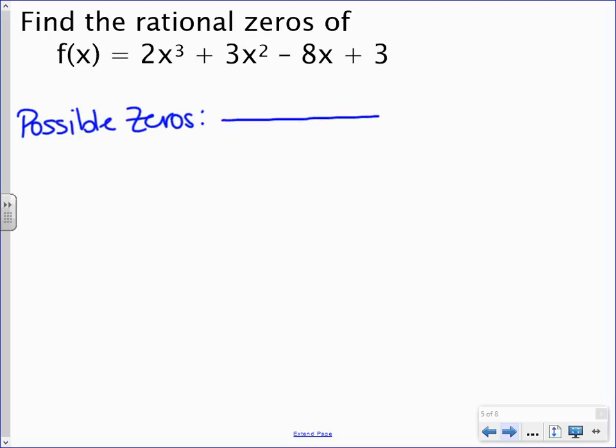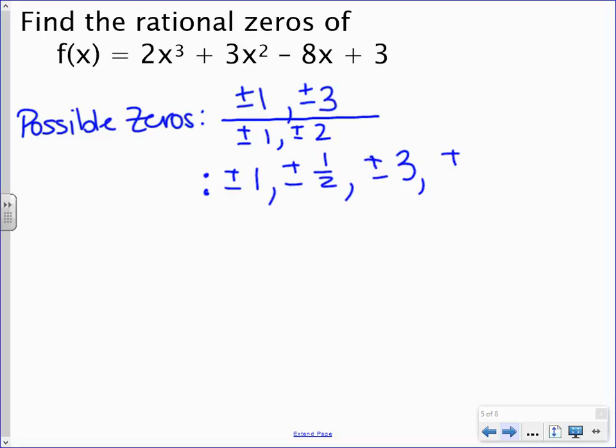So first of all, factors of 3: 1 and 3. But keep in mind, we could have a 1 and a 3, or a -1 times a -3, so we need to account for both positive and negative. Divided by factors of the leading coefficient: 1 and 2. I've created a list for our numerator and a list for our denominator, but really, we have possible zeros of 1 over 1, 1 over 2, 3 over 1, and 3 over 2.